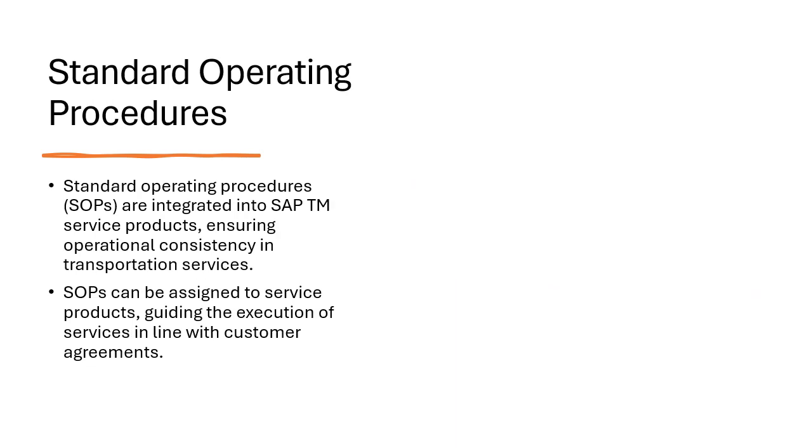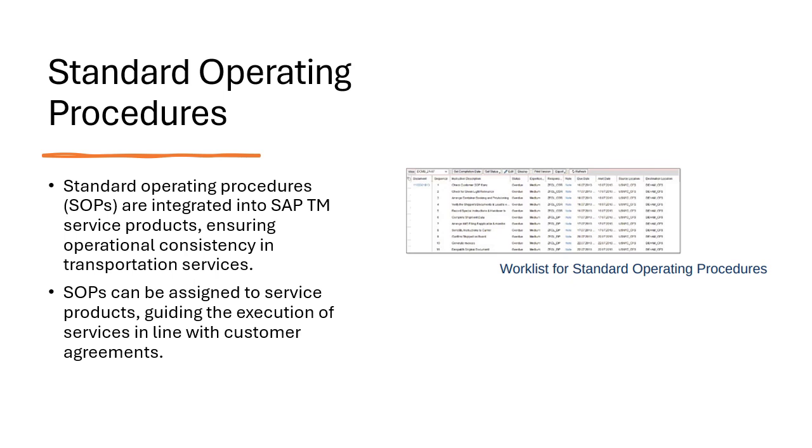And next is the standard operating procedures, which is the SOP. In SAP TM, it provides a framework for service execution. It also helps organize service level agreements by defining specific procedures for handling transportation services. This image shows a work list showing the tasks and activities linked to a standard operating procedure. It also helps organizations execute transportation services as outlined in the service agreement.